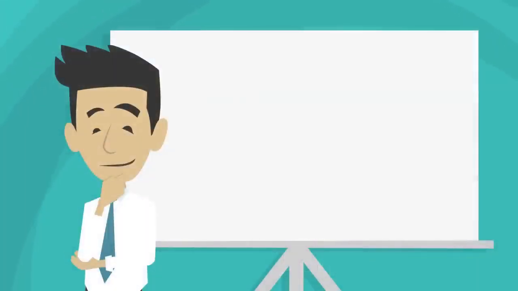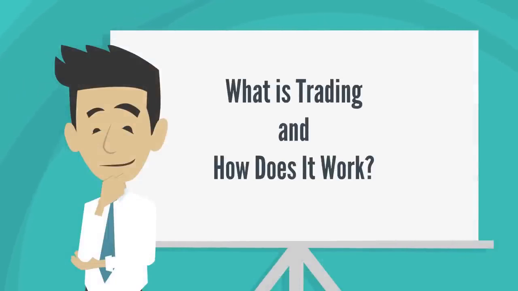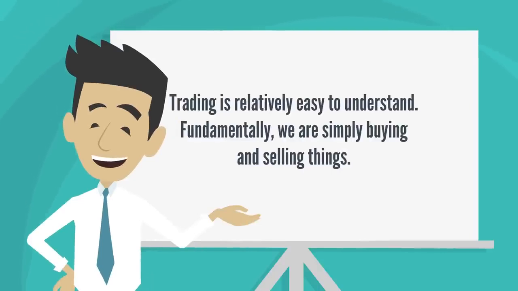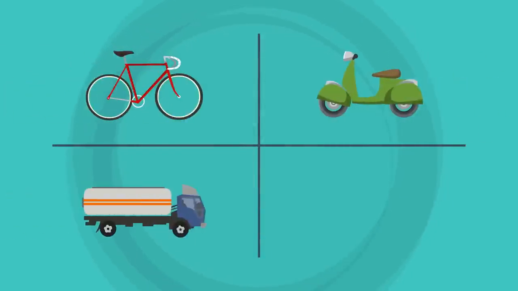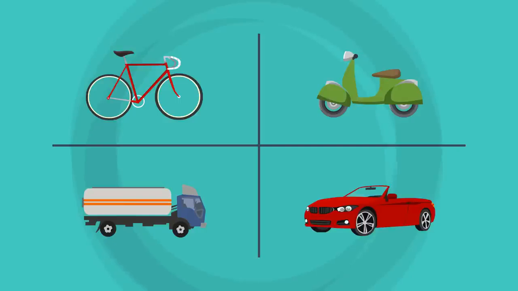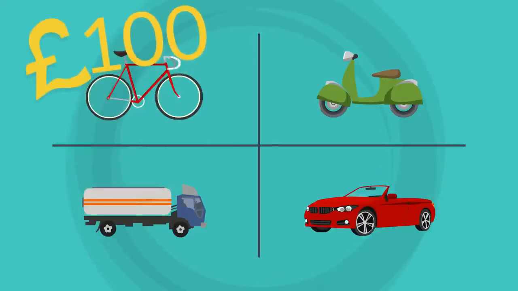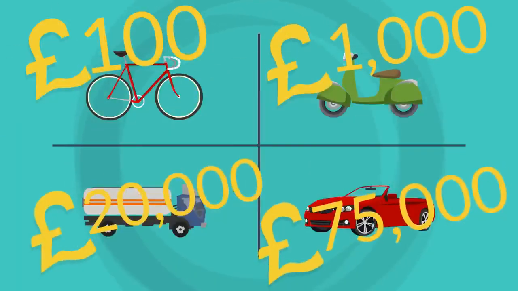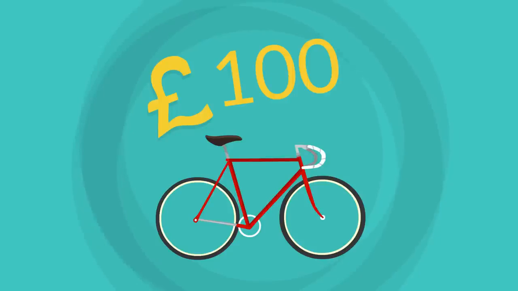Okay, let's get started. What is trading and how does it work? Trading is relatively easy to understand. Fundamentally, we are simply buying and selling things. If we look at 4 random items, a bicycle, a scooter, a truck, and a car, then we can say that they all have a value. That is, what they would cost if you wanted to buy them. We can say the bike is £100, the scooter £1,000, the truck £20,000, and the car £75,000. Let's look at the bike in more detail from a trader's perspective.